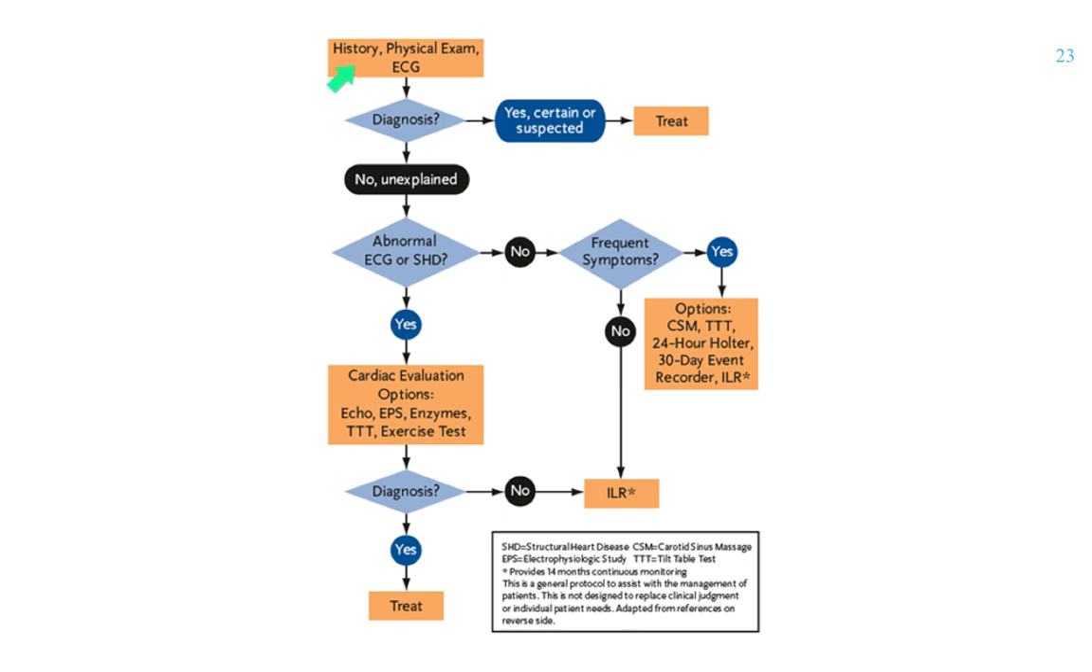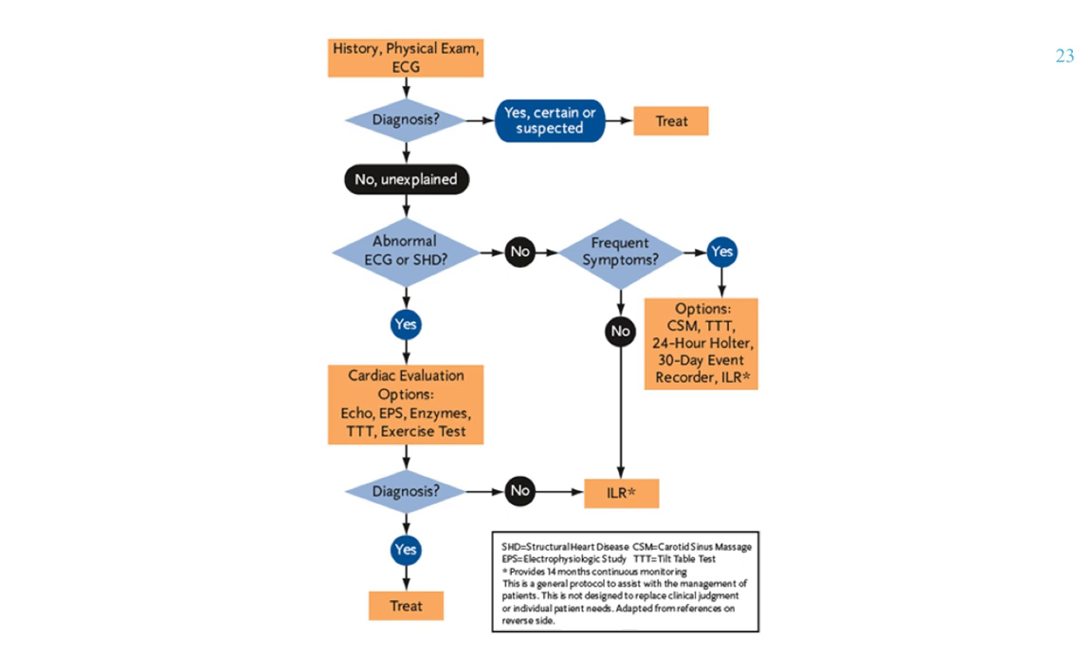So the first thing they're going to do is take a history, and this is going to be done usually by a cardiologist or a neurologist. It can start in the emergency room and then referring to specialists. So we can have a physical exam and an ECG. And then if we know for sure that there's something abnormal, we're going to treat that. But if we can't figure it out, if there's no diagnosis, but there is an abnormal ECG, so not a normal heart rhythm, or an SHD.